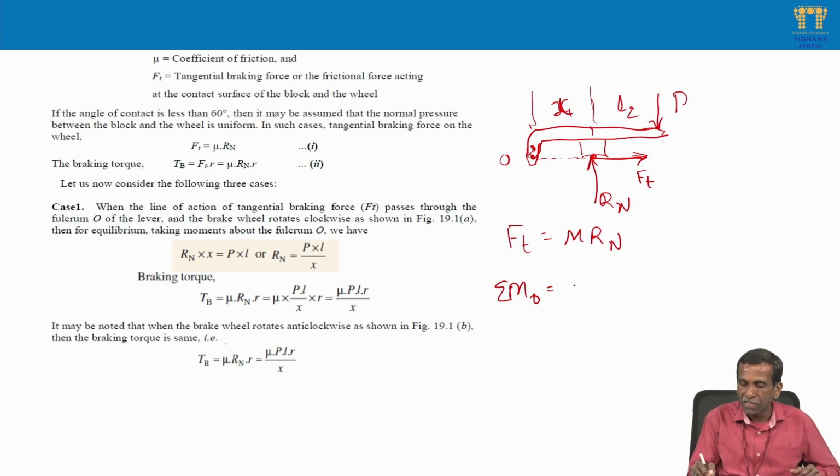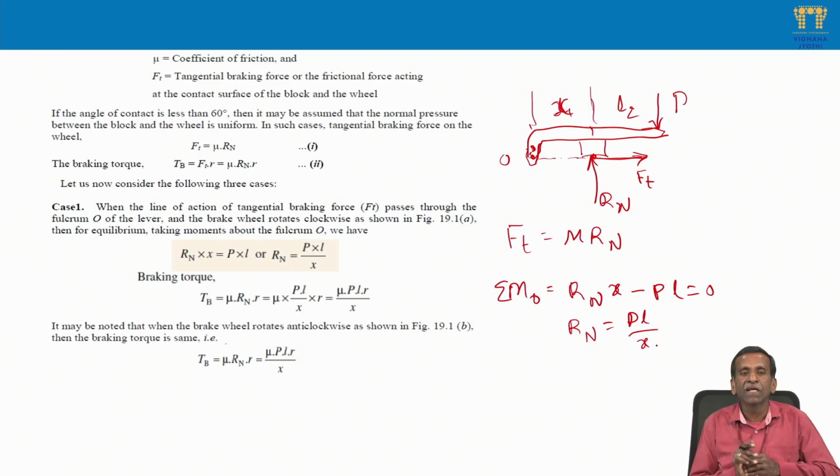Then taking moments about the fulcrum, we can write Rn times X, this is the anticlockwise moment, minus P times L, the clockwise moment. These are the forces Rn and P, because the line of action of Ft passes through O, so the moment of Ft about O is 0, as you know. So this must be 0 to maintain equilibrium. Then we have Rn equal to PL by X. So what is the normal reaction required? Based on that X we can vary it, and also this is the normal reaction.